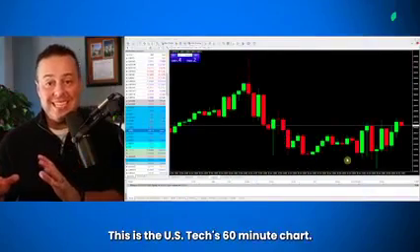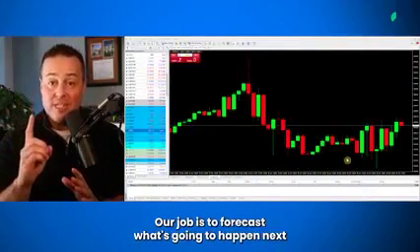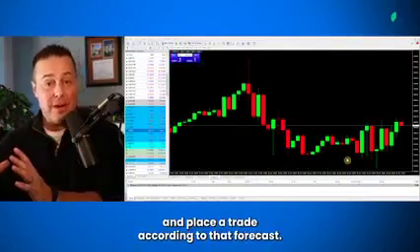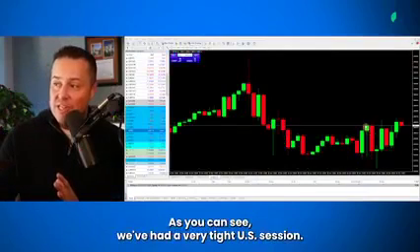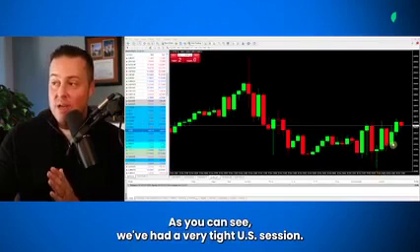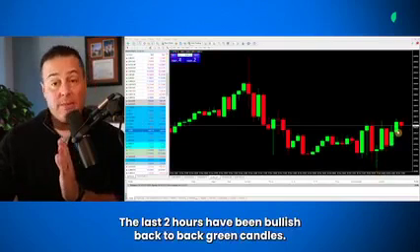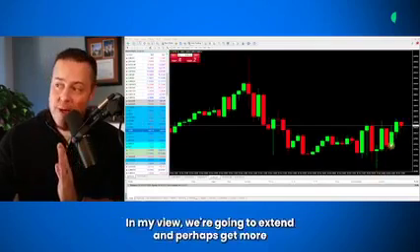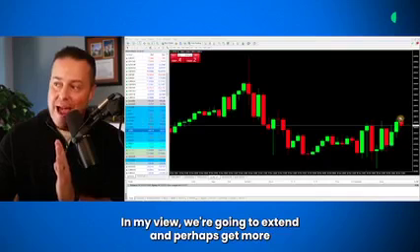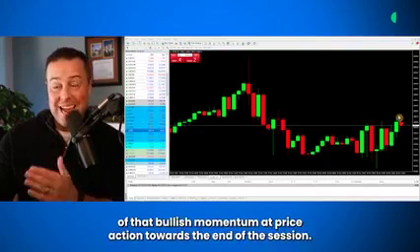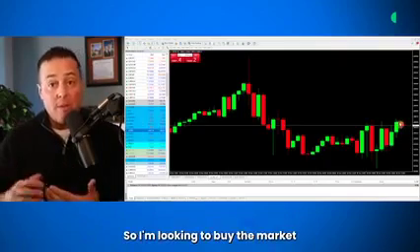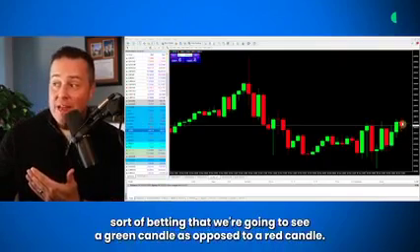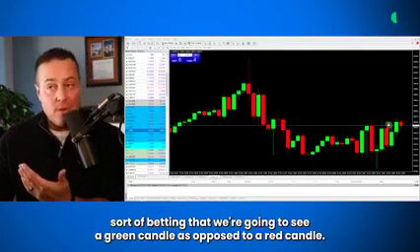Okay, this is the US Tech 60-minute chart. Our job is to forecast what's going to happen next and place a trade according to that forecast. As you can see, we've had a very tight US session. The last 2 hours have been bullish, back-to-back green candles. Now we're seeing a bit of a retracement on this bar's open. In my view, we're going to extend and perhaps get more of that bullish momentum and price action towards the end of the session. So I'm looking to buy the market, sort of betting that we're going to see a green candle as opposed to a red candle.